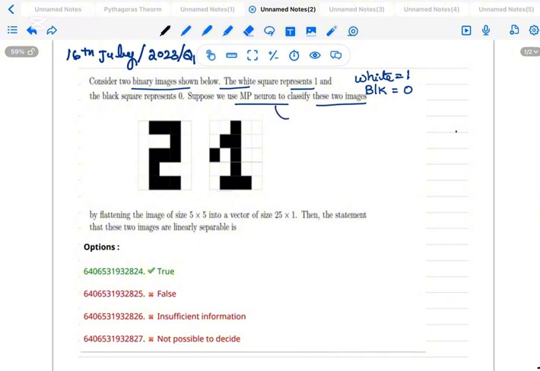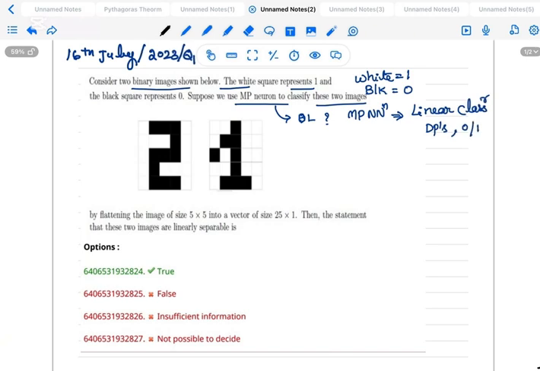So MP neuron is the basic building block of deep learning. How does the MP neuron work? Why is MP neuron used to classify these two images? MP neuron acts as a linear classifier. Classifier means it divides the entire data points into class 0 or class 1.